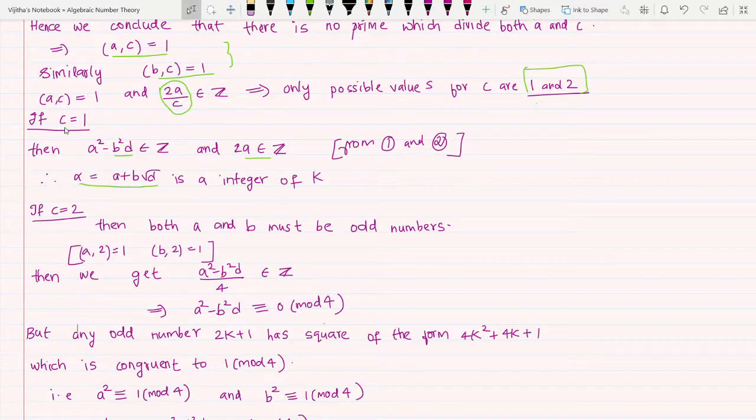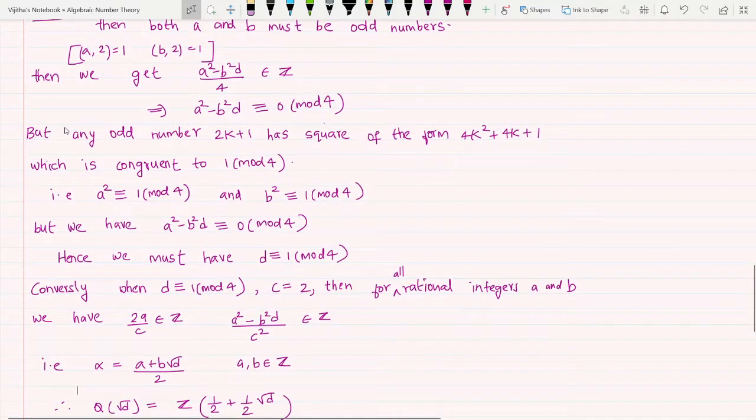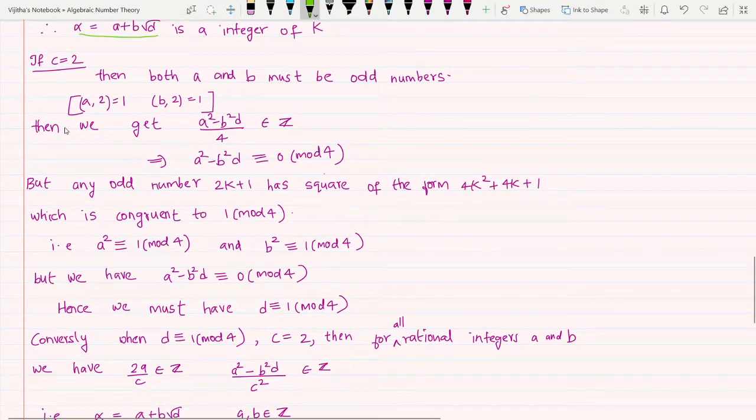Now we will see what happens if C equals 2. If C equals 2, we conclude that both A and B must be odd numbers because GCD of A and C is 1 and GCD of B and C is 1. So if C equals 2, GCD of A and 2 is 1. So A must be an odd number, because if A is even, then the GCD will be greater than 1. So both A and B must be odd numbers.